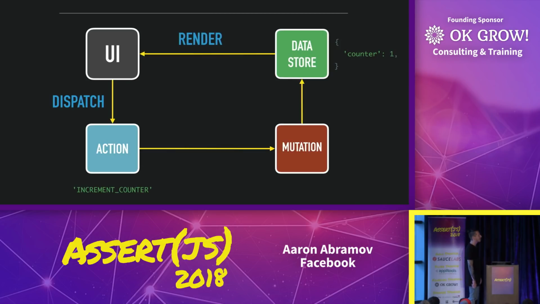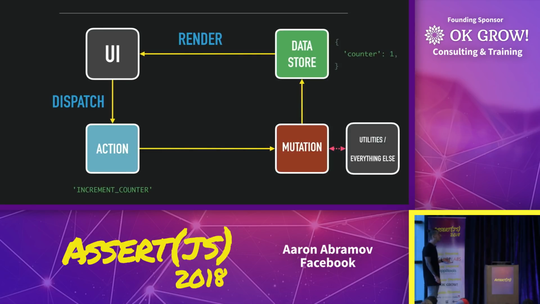It's not only React; a lot of UI applications can follow the same pattern. Interestingly, the mutation layer is usually where the business logic lives, and this is where most of the bugs that I see come from. It's where you mutate your data improperly or have some business logic bug, and all the utilities and other modules are mostly referenced by mutations.